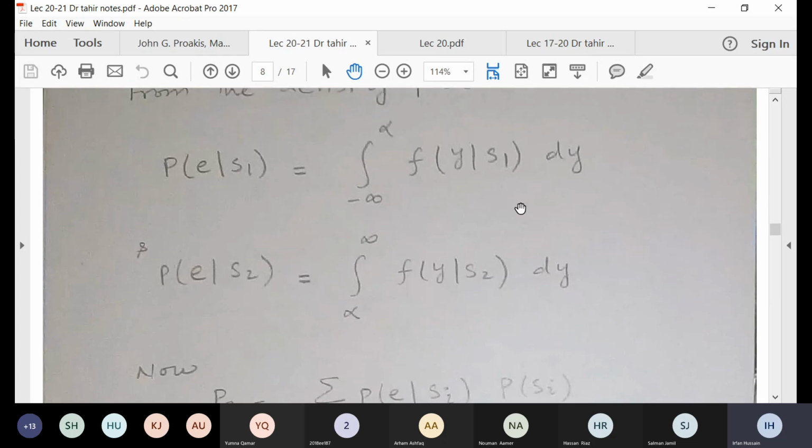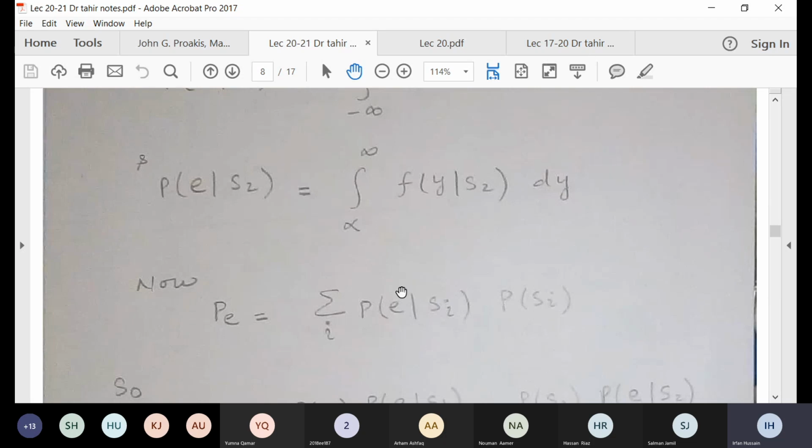Similarly, the probability of error given S2 will be the integral of f of y given S2, from alpha to infinity, where alpha is some number in between these two distributions. That will give you the probability of error given S2. And the probability of error will be these conditional error probabilities weighted by P of S1 and P of S2. So this will give you the total error.